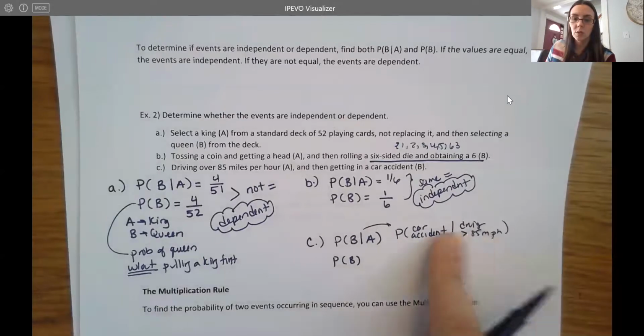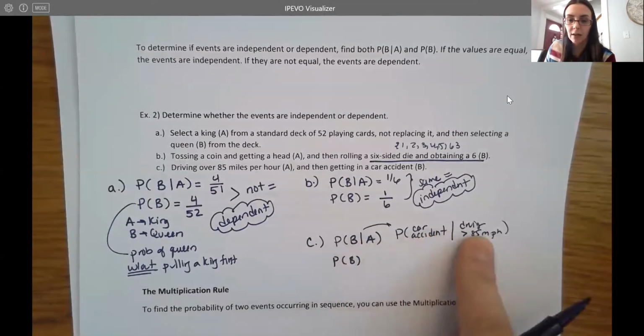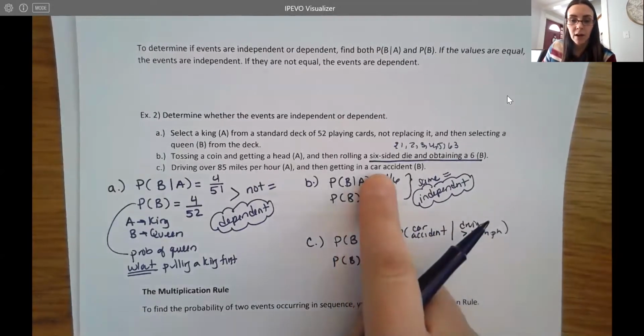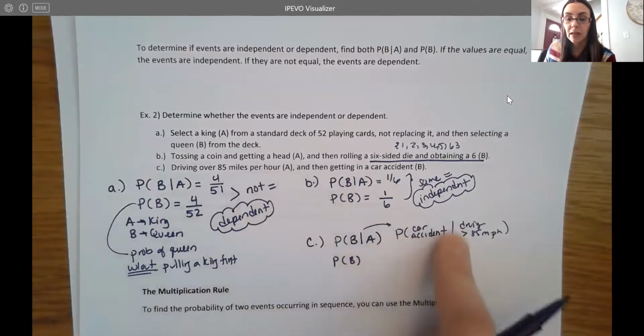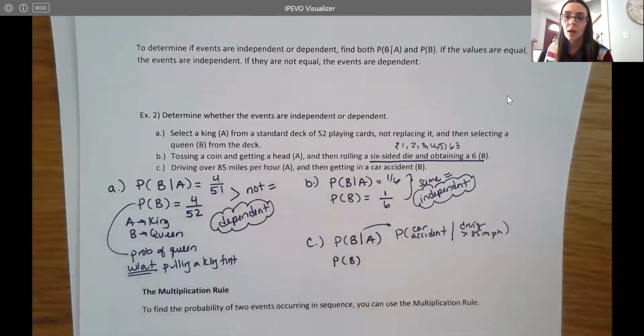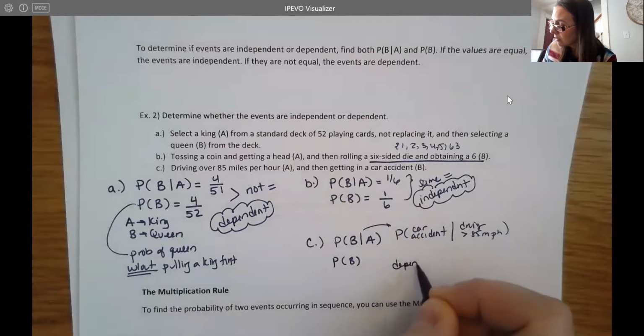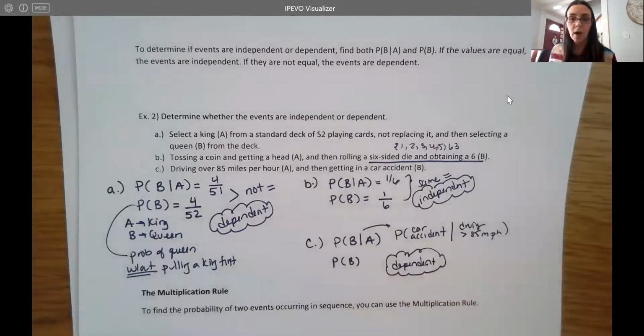Sometimes it helps just to use words instead of A's and B's. You can write that right in. So B is getting a car accident, A is driving fast. So what's the probability of a car accident given that we're driving very fast? Is it going to be affected? It's absolutely going to be affected, right? If you're driving that fast, over 85 miles per hour, you definitely have a higher chance of getting in a car accident. You have less control of that vehicle if something were to happen. So these are dependent events. And again, not by looking at the numbers, but really just using my common sense, I know that speed can affect a car accident.